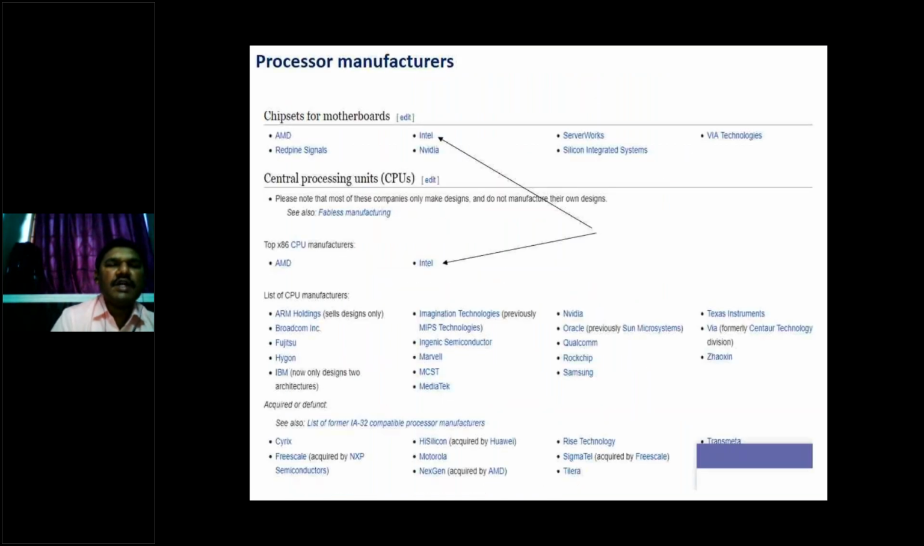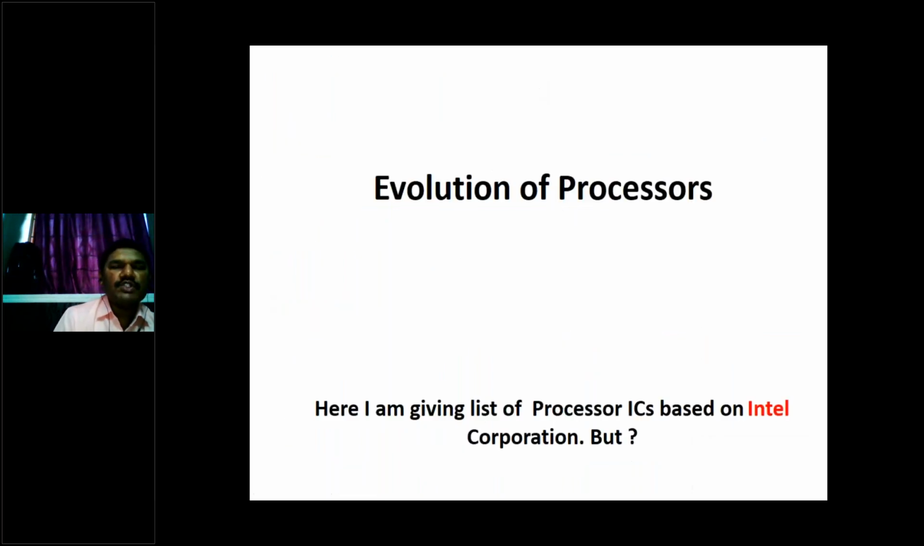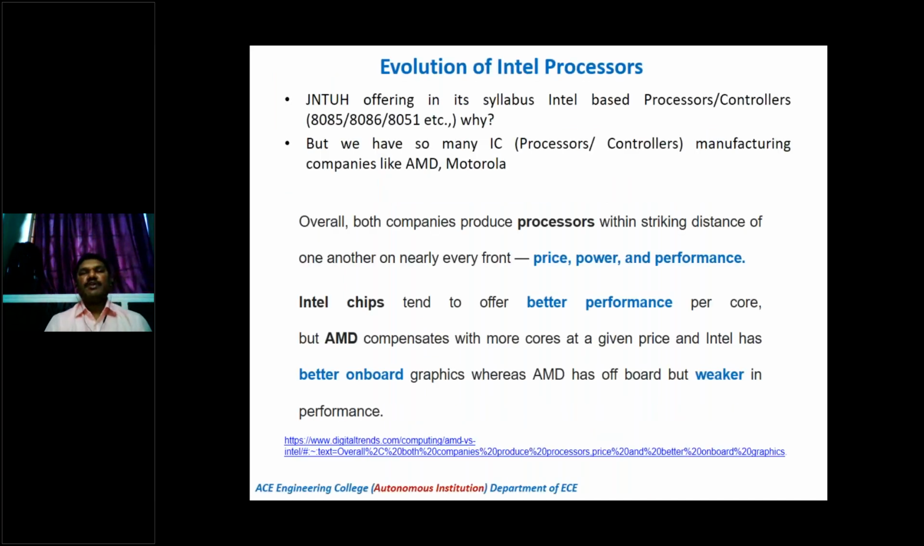And here these are the different companies which are manufacturing chipsets and microprocessors. Among all these, we are studying Intel processors. Why Intel processors? This topic is called evaluation of microprocessors. Because Intel chips tend to offer better performance per core, but AMD compensates with more cores at a given price, and Intel has better onboard graphics, whereas AMD has off-board graphics but weaker in performance.